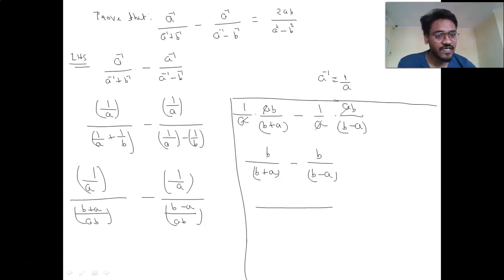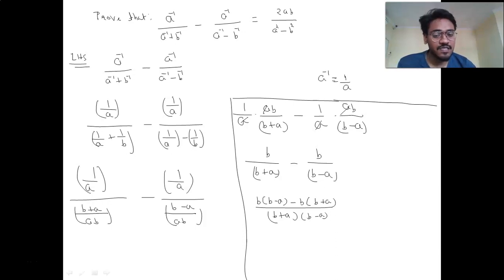B square minus A square while taking LCM. Let me write it first in the factorized form only. Okay, see, for solving these two, I just take LCM as B plus A, B minus A. Okay, this B is going to be multiplied with what? B minus A. Okay, and this B is going to be multiplied with B plus A.